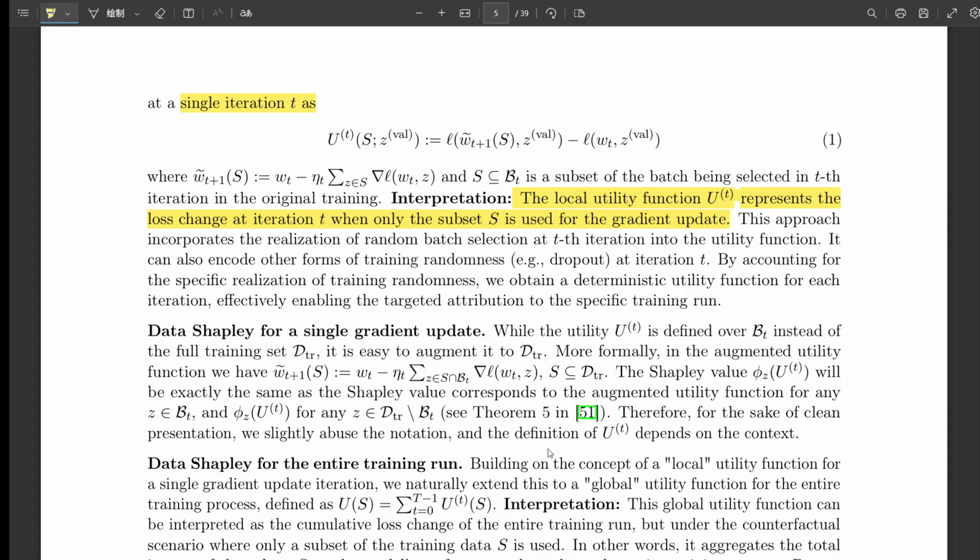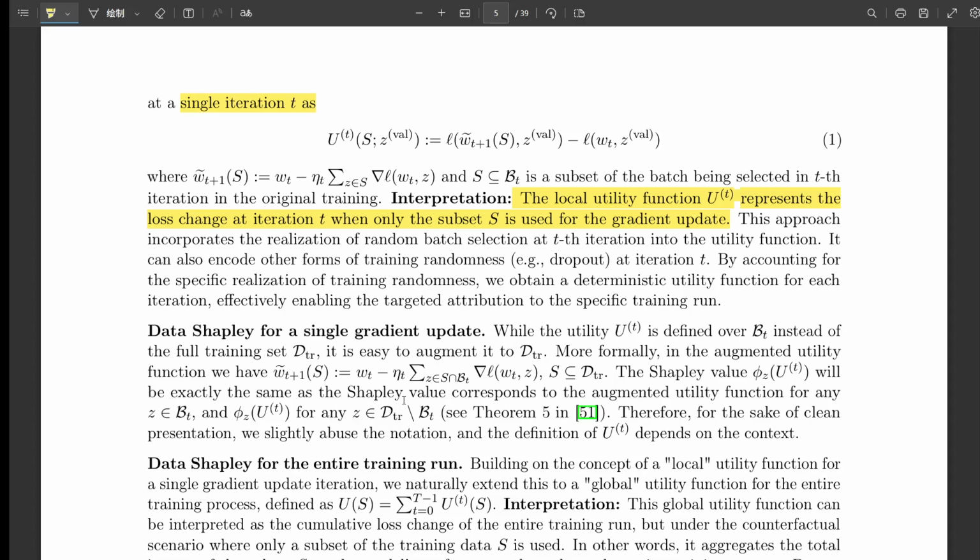Right. So how does that local step-by-step impact relate to the overall contribution of a data point across the whole training? Well, the global utility for a data subset S over the whole run is just the sum of all those local utilities. It represents the total cumulative change in validation loss. So it adds up the effect over the entire training journey.